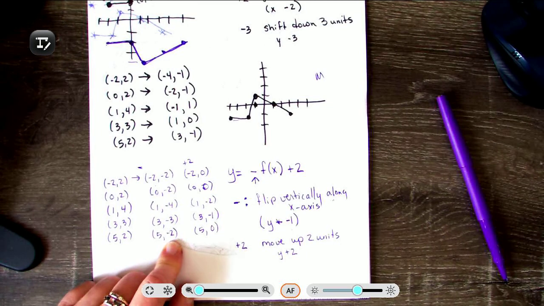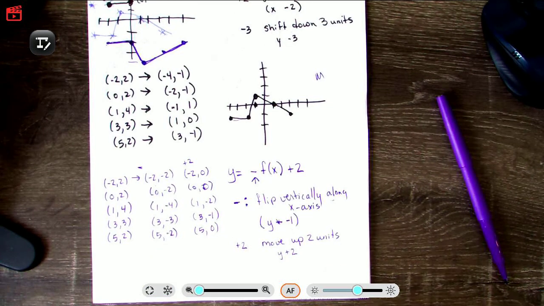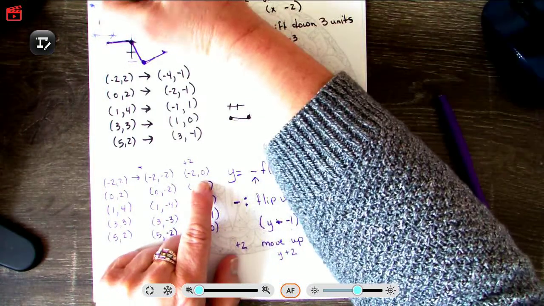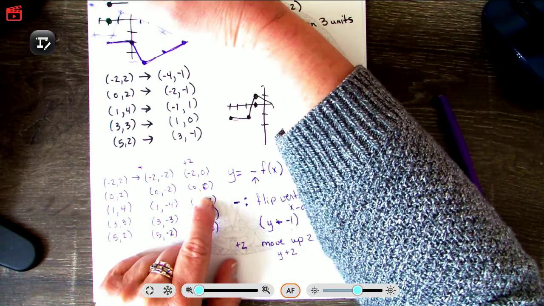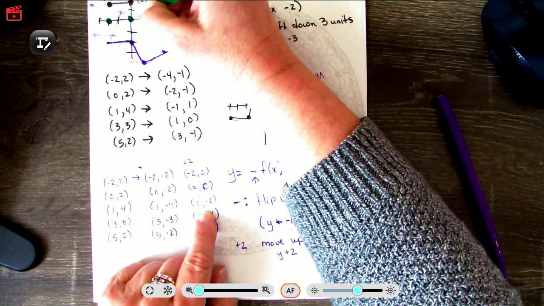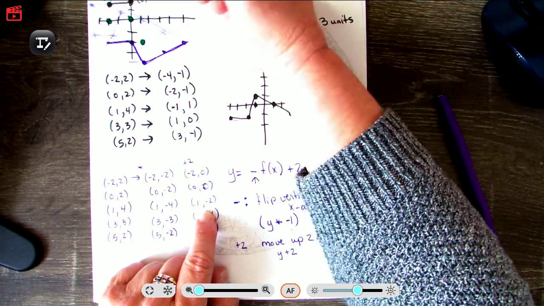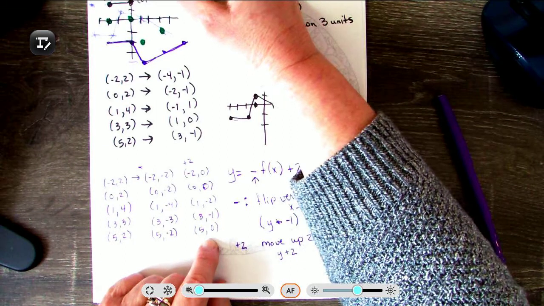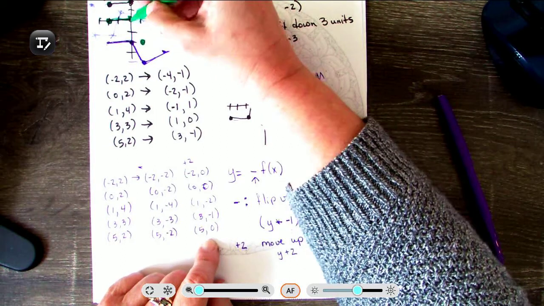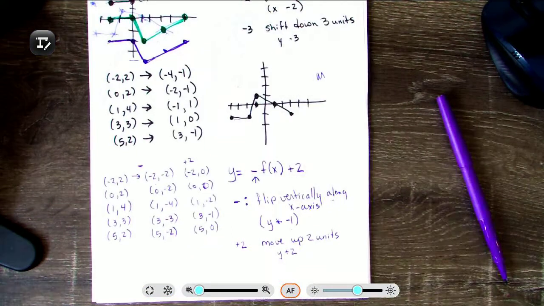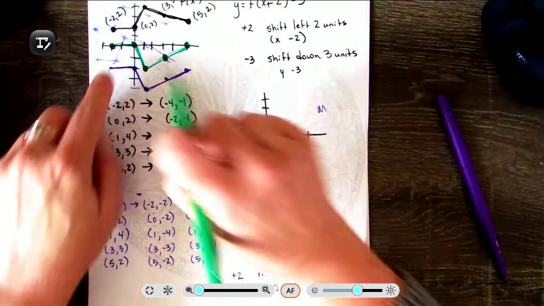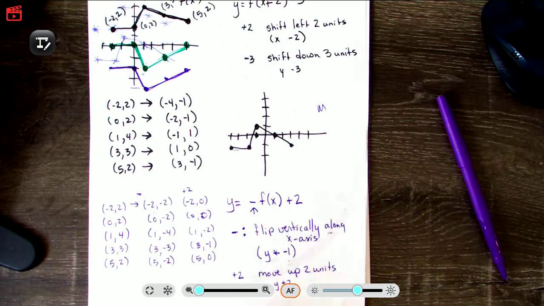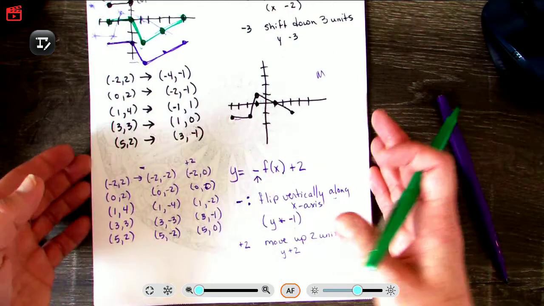Okay, so I'm going to get another color. I'm going to go back and put that up on my original graph. So you can see that it did go up. So negative 2, 0, 0, 0, 1, negative 2, 3, negative 1, and 5, 0. And then connect your dots. Okay, there we go. So again, 3 straight lines and 2 corners. Yes, it's flipped upside down and shifted, but the basic shape stayed the same.